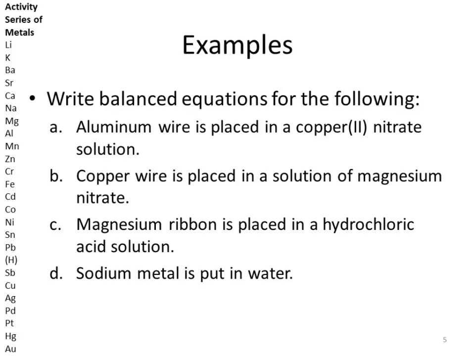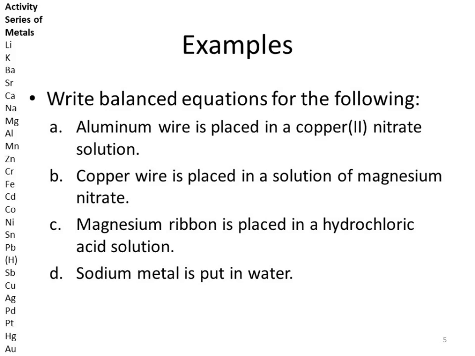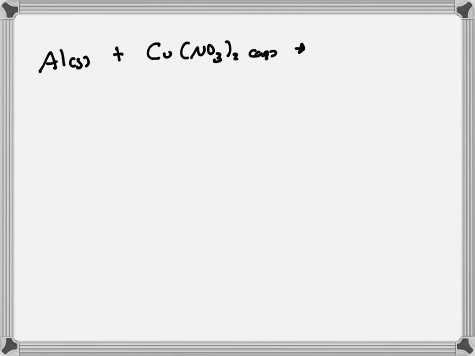So here I'm going to have aluminum wire in a copper 2 nitrate solution. So let's turn to another page. So my aluminum wire, okay, so that's a solid. We're going to put it in a copper 2 nitrate solution. And then what I have to do is look at my activity series. Let's find aluminum and copper. There's aluminum and there's copper. So aluminum is more active than copper, which means aluminum wants to be an ion more, right? Which means that this reaction will proceed.